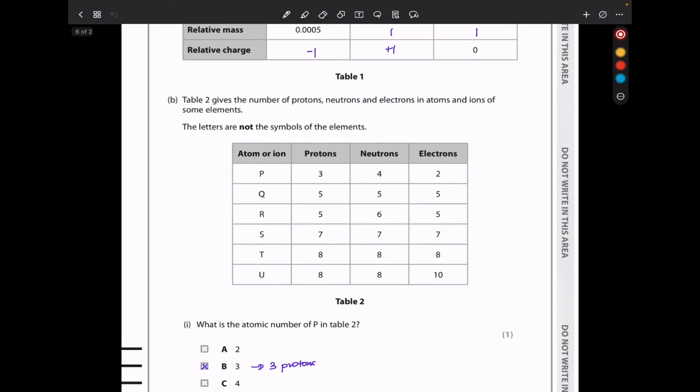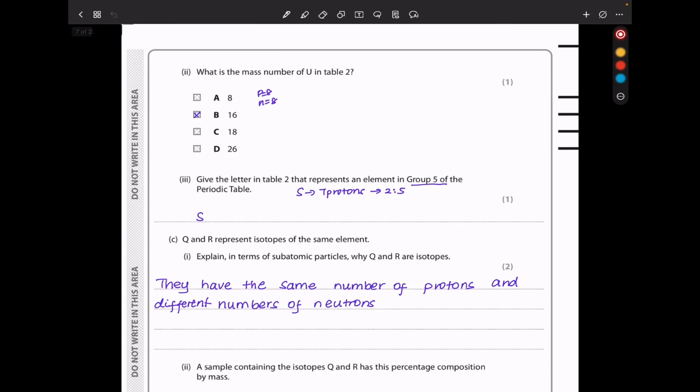Next they say what is the mass number of U in table 2. We can go back to table 2. Here U has the number of protons 8, the number of neutrons 8. The mass number should be the number of protons plus the number of neutrons, and that gives us 16. So the answer should be B.